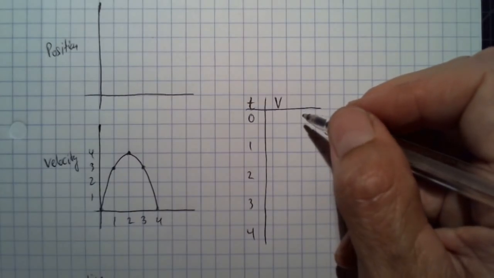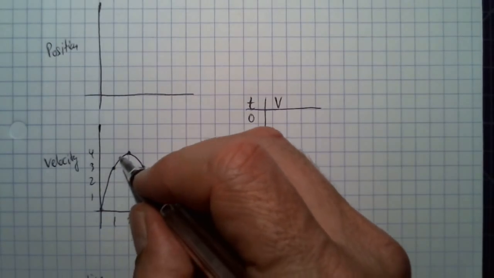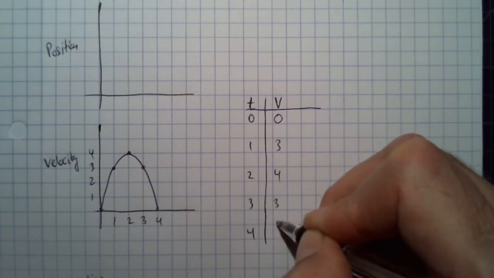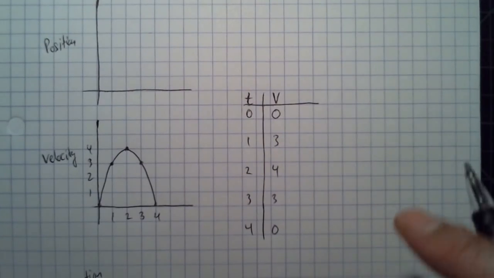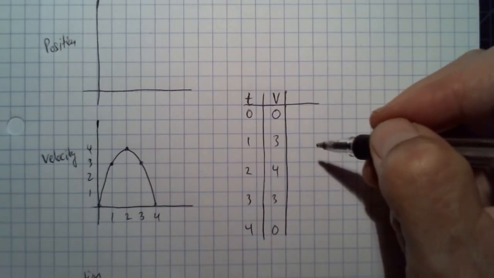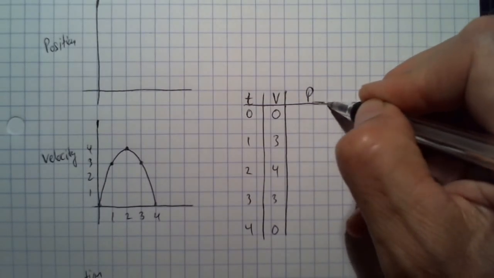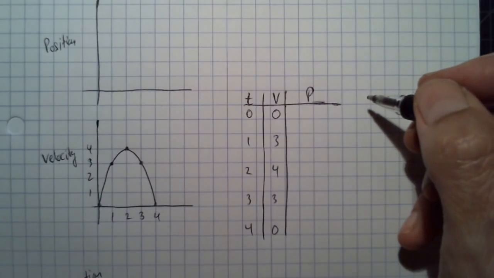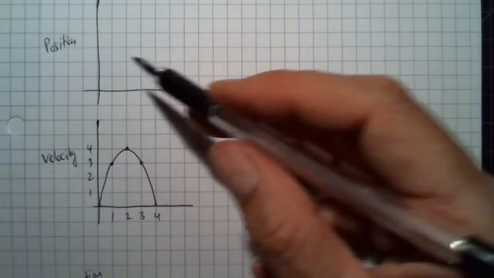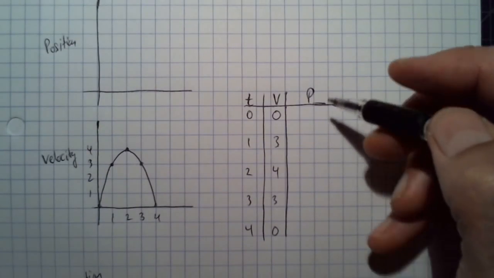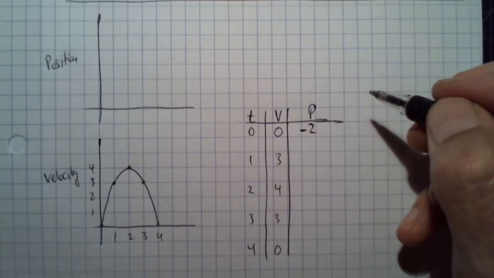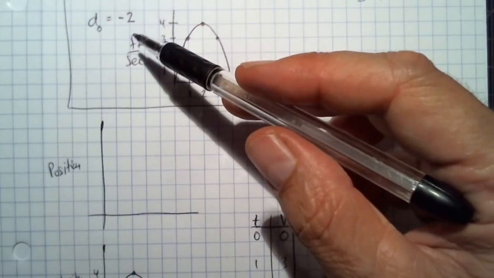Alright, we know the velocities. Velocities are 0, 3, 4, 3, 0. And from there, let's go to position. There's less guesswork in the position. We don't have to guess points on a line. We just find the area. Since we're moving up a level, we'll find area. And we know that the initial position is -2, and that was given in the question.